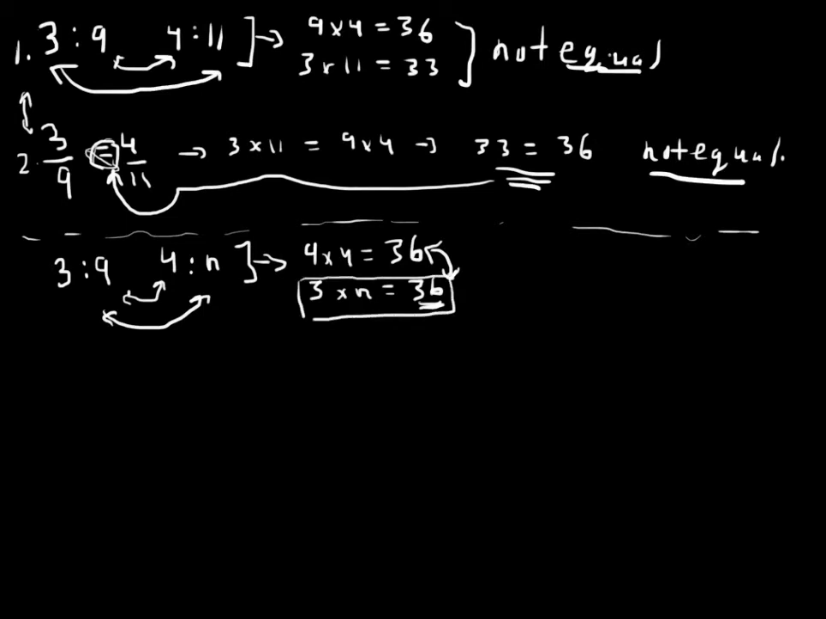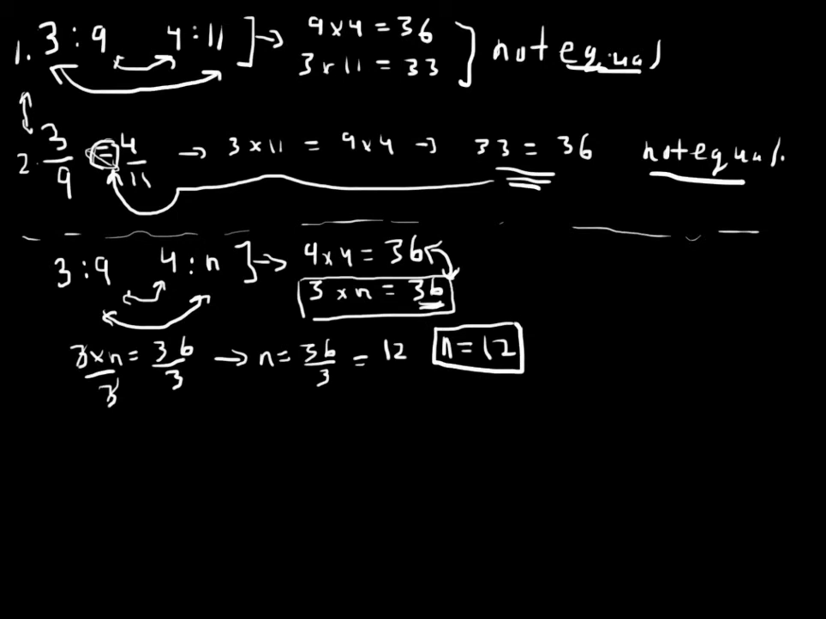So now, how can this hold true? How can 3 times n equal 36? Well, let's start out by dividing both sides by 3. Let's cancel out, and you're left with n is equal to 36 over 3, which is 12. So n has to be 12 for these two ratios to be equivalent. And how can we confirm that? Well, we'll just sub it back in here. 3 times n, which turned out to be 12. 12 times 3 is 36. And in fact, it does equal 36. So that's how you know you have it right.